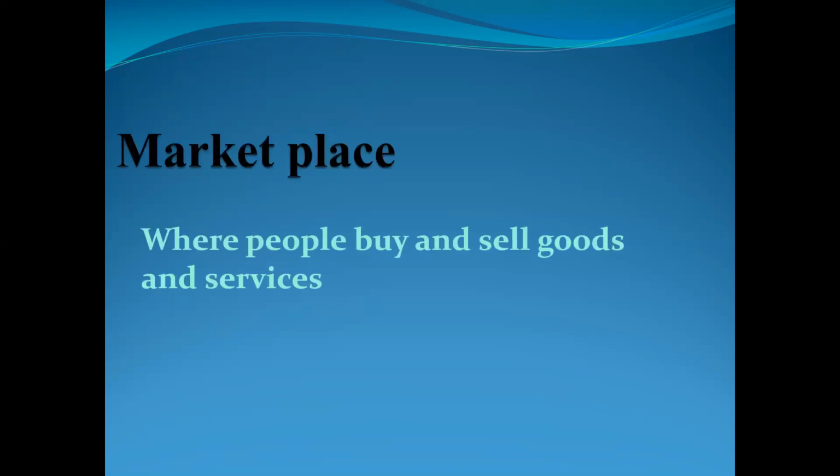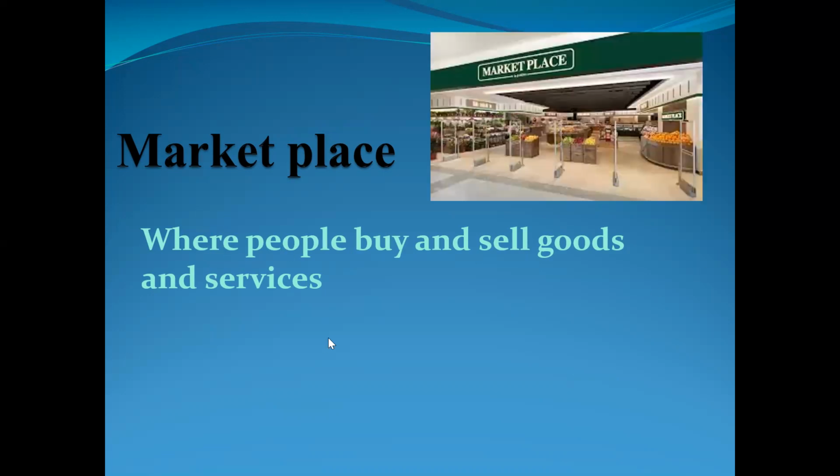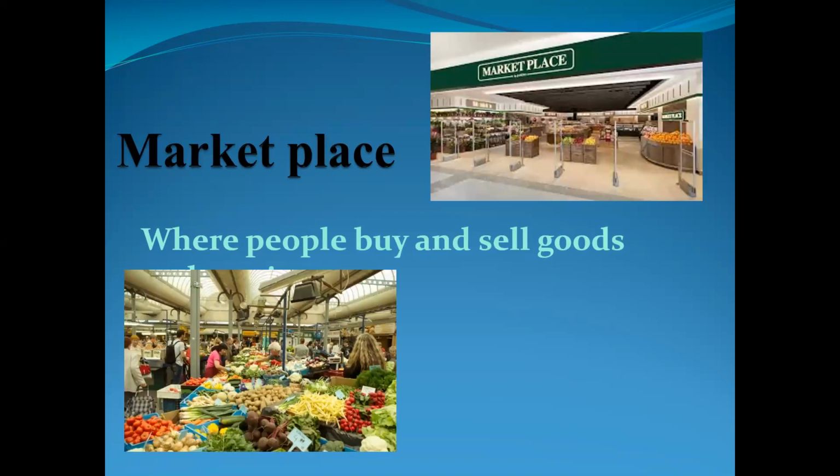Then our next vocabulary word is the marketplace. And I'm sure you know this. When I show you the image, you'll say, oh, I know this one. So what is a marketplace? Where people buy and sell goods and services. Have a look, right? This is a vegetable market and this is like a supermarket. Very good. So let's do a quick recap.